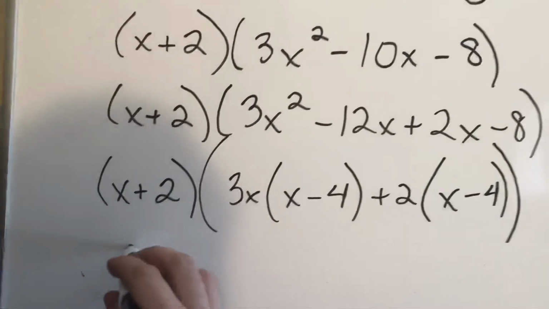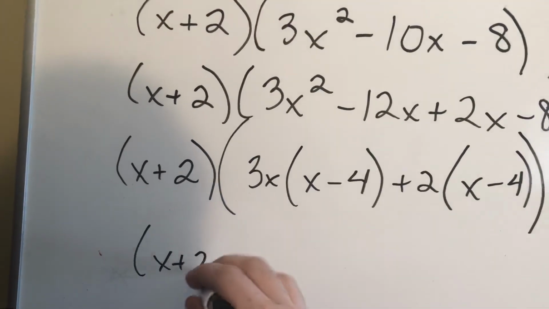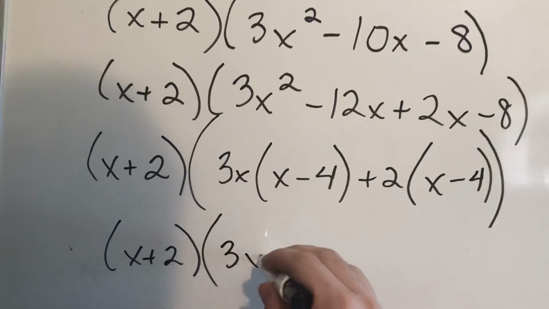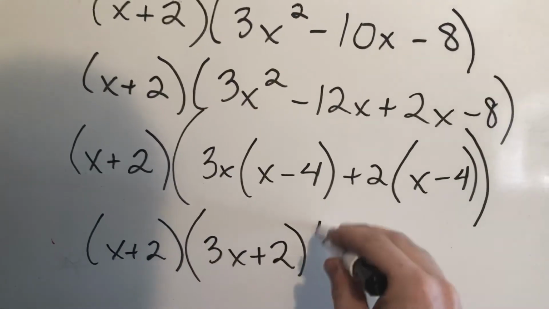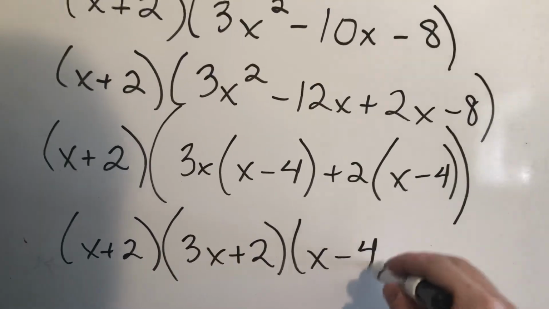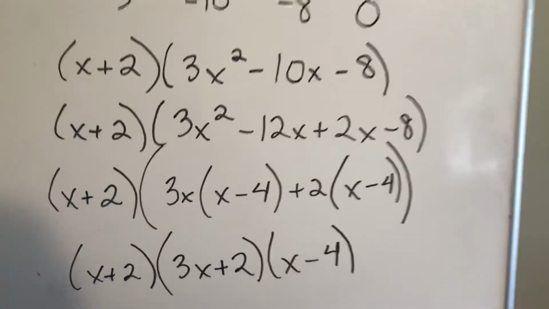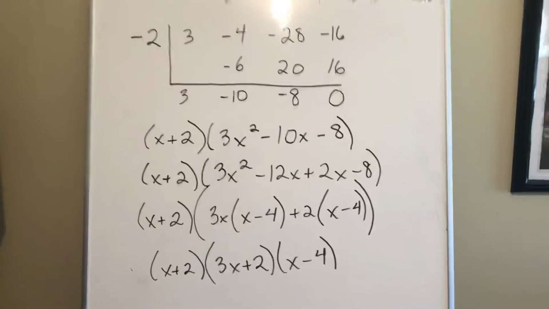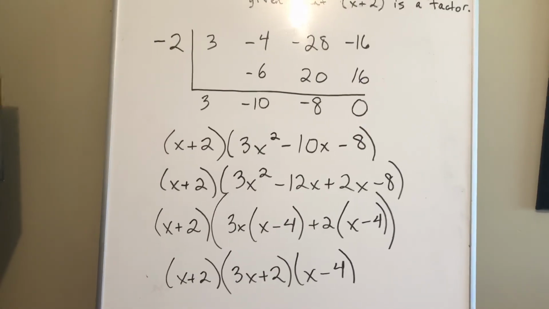So to complete this, still got my x plus 2. And then we have 3x plus 2 times x minus 4, excuse me. So that is factored completely. So that combines the factoring elements that you learned in section 5.4.